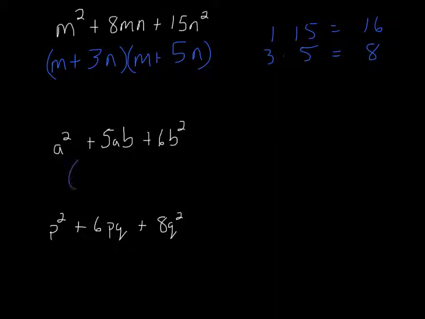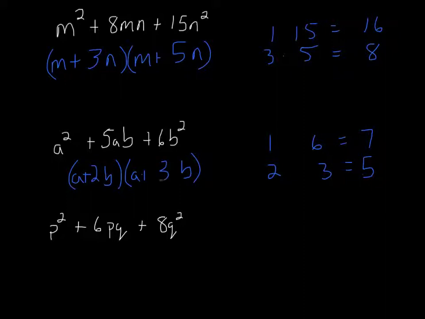Alright, we got a squared plus 5ab plus 6b squared. We know a at the beginning, b at the end, and we have both positives, so we're going to put pluses in there. Now factors of 6, 1 and 6, 2 and 3. Equals 7, equals, whoops, doesn't both equal 7? That was kind of bad, I'm going to erase that, sorry. Equals 7, equals 5, so we're going to use 2 and 3.